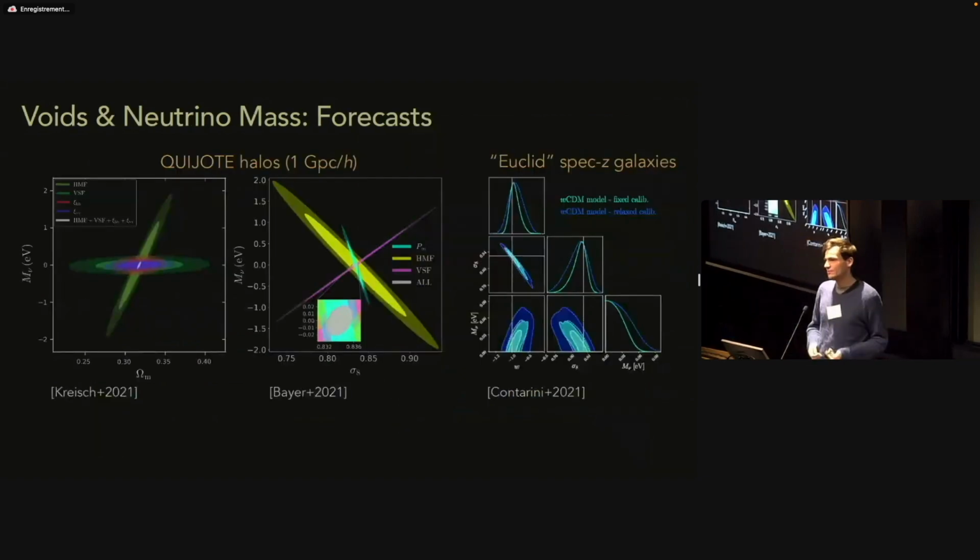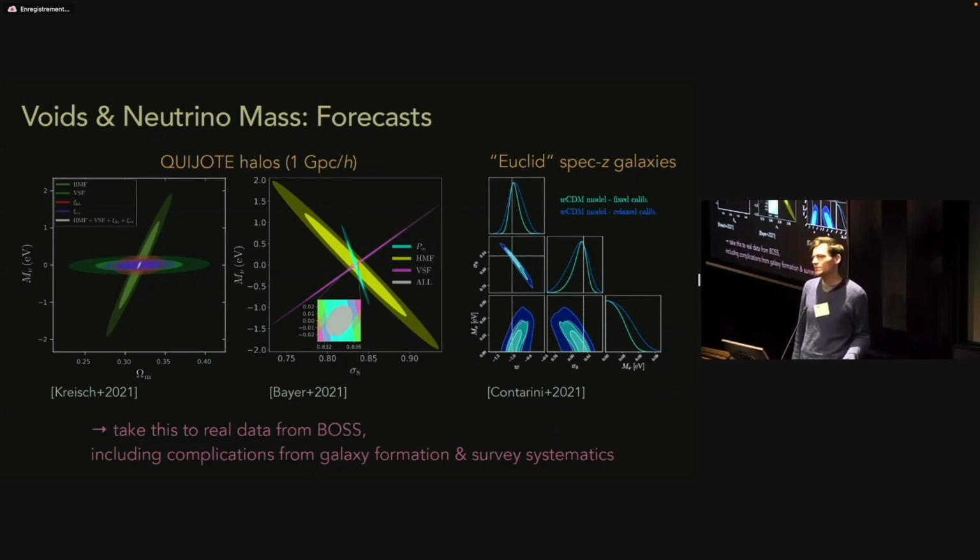This idea that voids would be interesting for neutrinos was noticed before. Here I have some examples. Basically, what these find are promising forecasts to constrain neutrino mass from voids. But they simplify how the tracers that we use to find the voids connect to the dark matter field, so we can't do this in real data. The idea of this project was to take this idea, incorporate all the complications that you have to worry about, and apply it to real data.